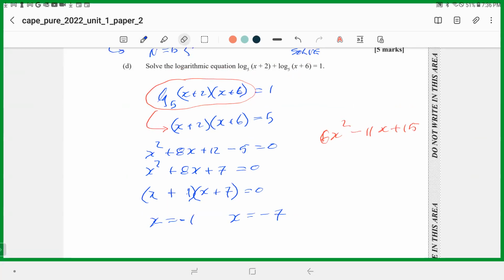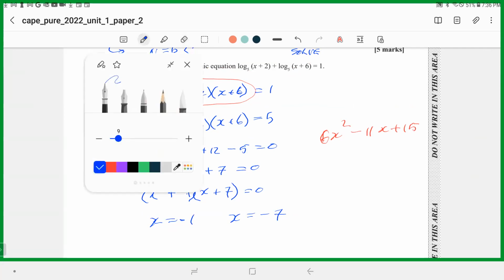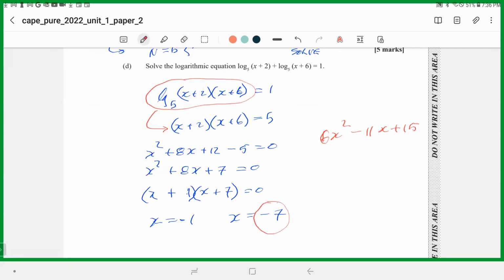If I plug in the negative 7, look right now. These are different colors. If I use the negative 7 right here, I'll be calculating the log of negative 1, which you cannot find the log of a negative number, don't it? See, if I use the negative 7 here, I will calculate the log of negative 5, don't it? So you cannot accept negative 7 as an answer. It is not a valid answer based on the question that was given.